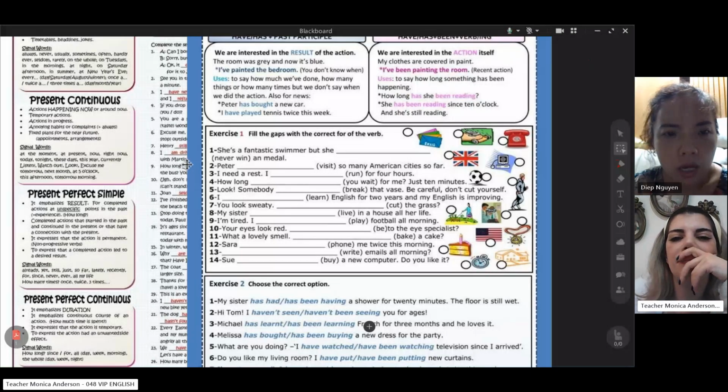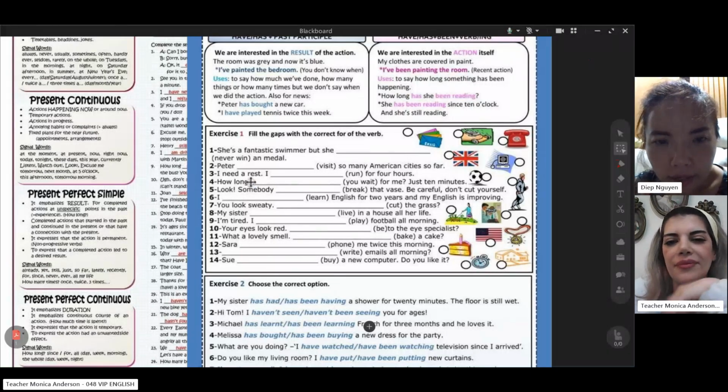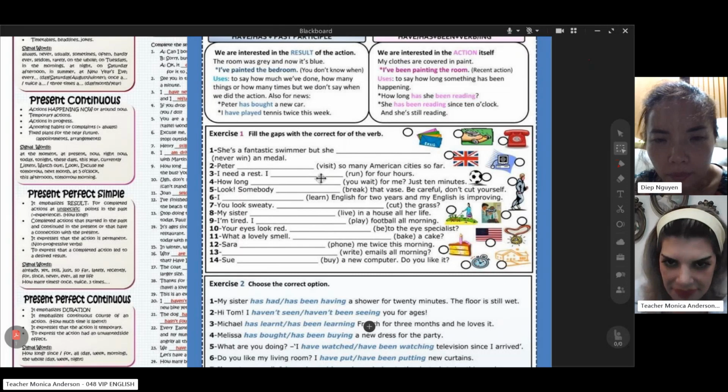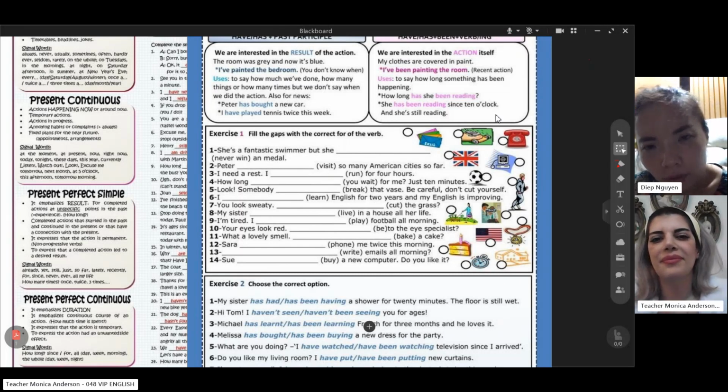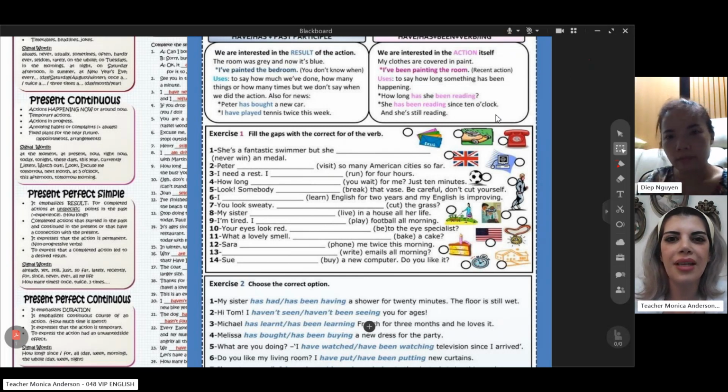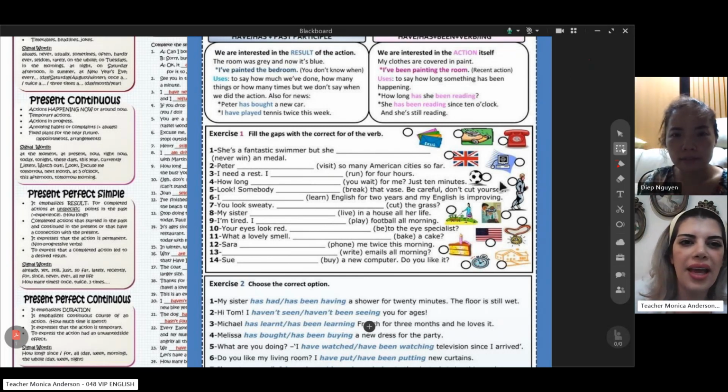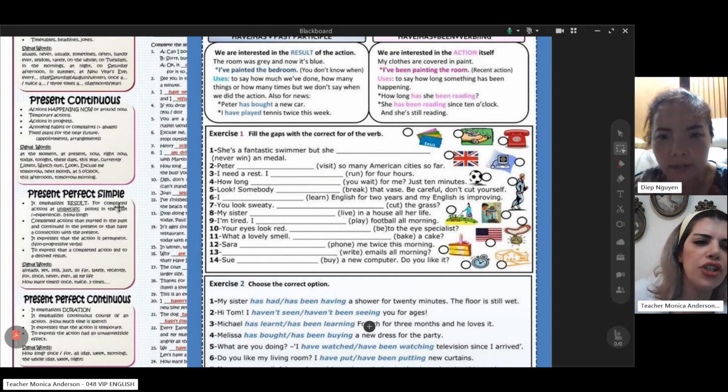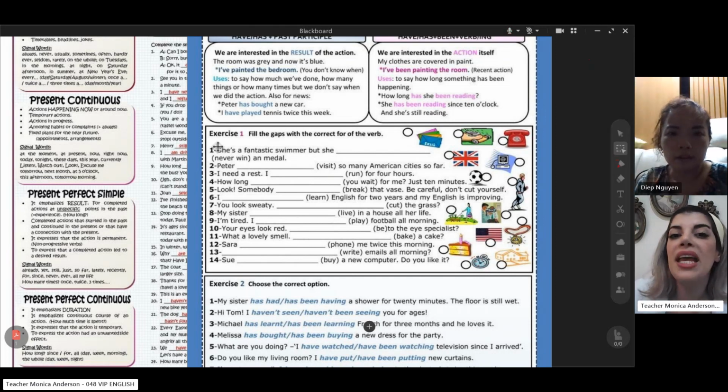Number 3. I need a rest. I have run. Okay, you can use both of them here. If you are still running, you can say, I've been running. But if it's a completed action, if it's finished, you can say, I have run. Yeah, of course, you can say either.